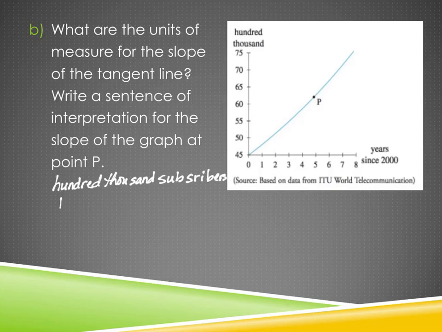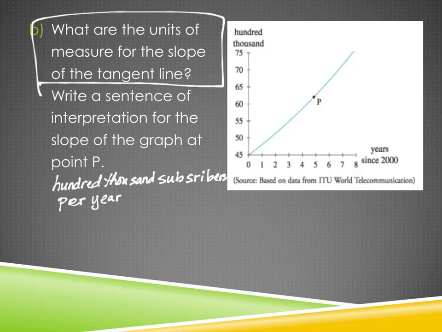And then it's per, like the word per, the denominator, and that's per year. It's 100,000 prescribers per year. So there's two questions here. This is the first question, the units. The second question says a sentence of interpretation. So what we actually found is the following, or something like this.